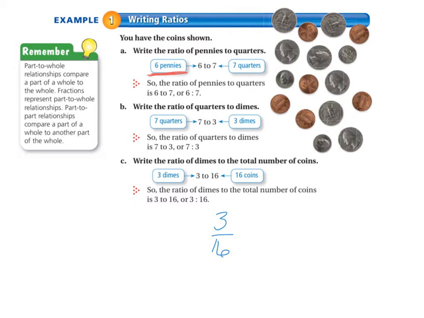Now, one thing that this example did not do a good job of catching is the fact that sometimes these fractions or these ratios can be reduced. 6 over 7, 7 over 3, 3 over 16, none of those reduce. But if you ever do get something that does reduce, you have to always reduce fractions. So look for that today in your homework.